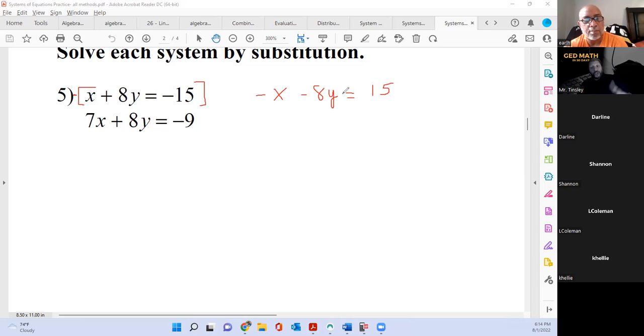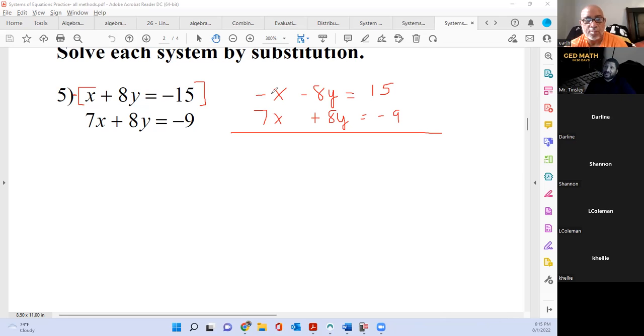Once you see that you have the same term in both equations, one of the equations you're going to multiply by negative 1. Basically, all you're doing is changing the sign of everything in that first equation. Now, the second equation, we're just going to bring over: 7x plus 8y equals minus 9. So the first thing is that we multiply by negative 1, or change the sign of everything in the first equation. Now we want to combine the equations.